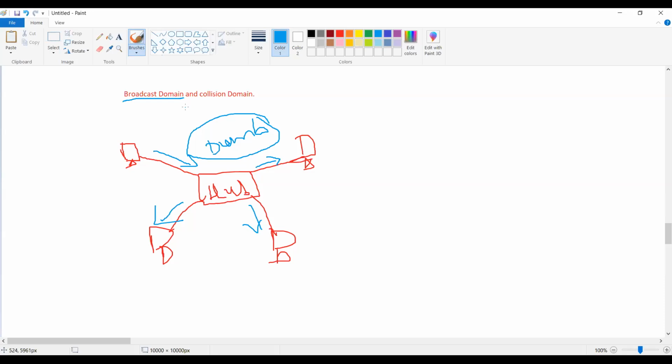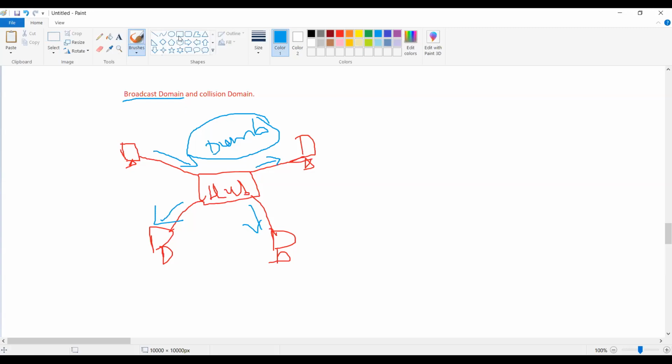Where that exactly happens is in your half duplex scenario. In half duplex, what is the limitation? Only one can transmit at a time, correct? Okay. What if two persons try to transmit at a time? Collision happens, right? Collision happens. So that's the same thing. So this is the theoretical explanation of broadcast domain.